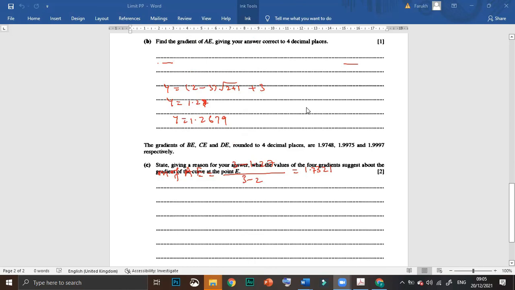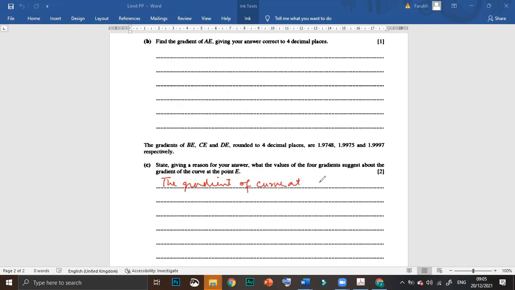Is there any confusion? The gradient of the curve at E is 2 because the gradients of the secant lines from AE to DE are approaching 2.